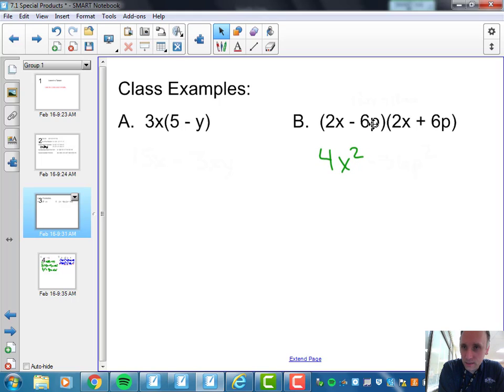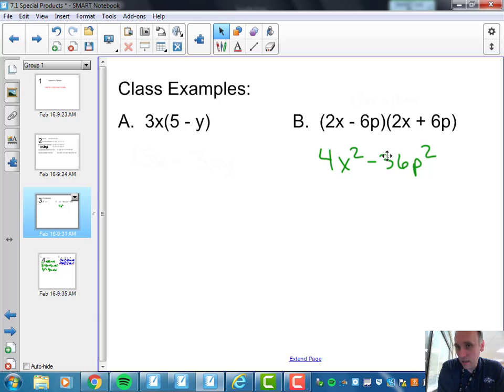And then I can do 6p times 6p is 36p squared. And it's a negative 6p times a positive 6p. A negative times a positive is negative. So my product is going to be 4x squared minus 36p squared.